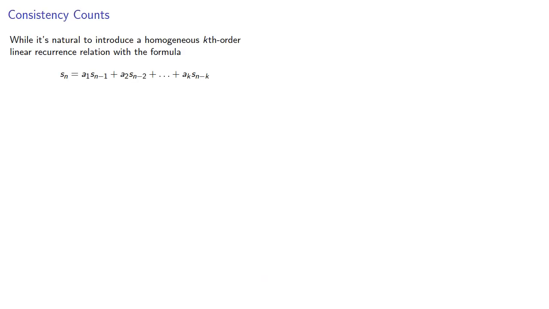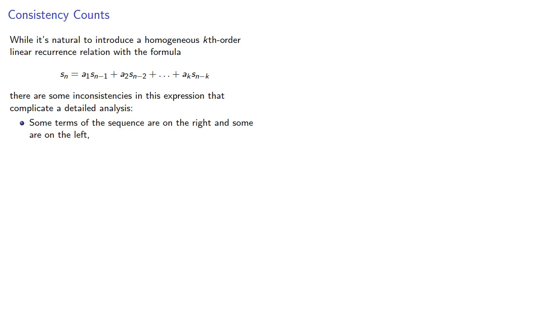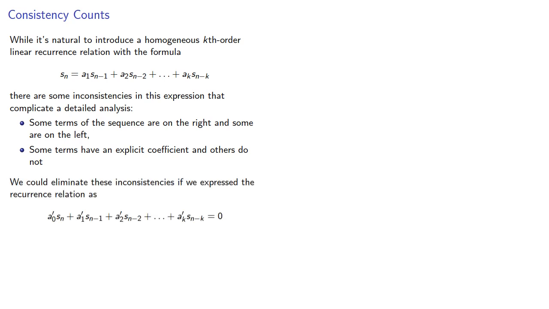Well, it's natural to introduce a homogeneous kth-order linear recurrence relation with the formula. There are some inconsistencies in this expression that complicate a detailed analysis. First, note that some of the terms of the sequence are on the right and some are on the left, and some of the terms have an explicit coefficient and others do not. We could eliminate these inconsistencies if we express the recurrence relation as, with associated characteristic equation.